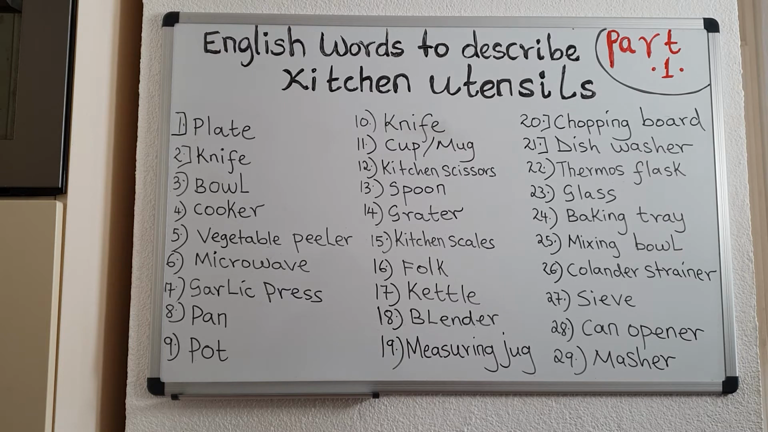The next word is grater. Grater. Now, we use a grater when we want to cut carrots, for example, into very, very small pieces. We want to grate the carrots. We want the carrots to be in very, very tiny pieces. And we use the grater by rubbing. You move the grater up and down, and by so doing, you grate the vegetable that you want to grate.